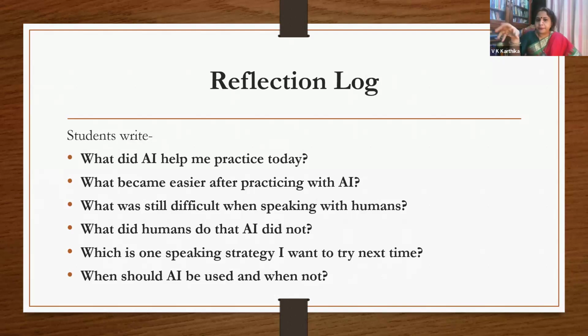What did AI help me practice today? What became easier after practicing with AI? What was still difficult when speaking with humans? Because I told you that the teacher shouldn't cap it at that point where AI and the student will have a chat together. It should get a replication, a kind of mimicking with another student. And then only they'll be able to understand the differences, the nuances of language, and so on and so forth.